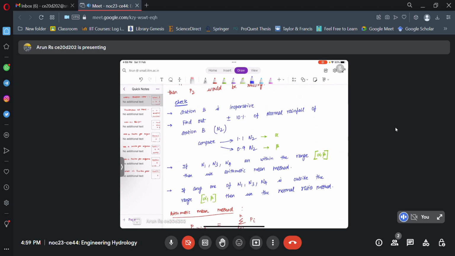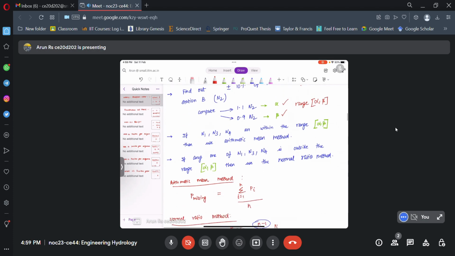So how will we check? First, station B was found to be inoperative. So we need to take plus or minus 10% of the normal rainfall of station 2. You would be given in the question the normal rainfall for the station which was inoperative. So we need to compute 1.1 times, so 10% increase and 10% decrease, that is 1.1 times N2 and 0.9 times N2, and we have a range alpha comma beta.